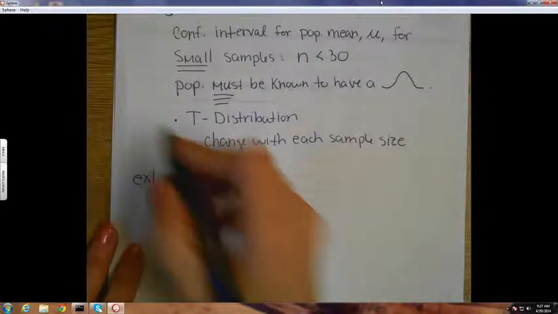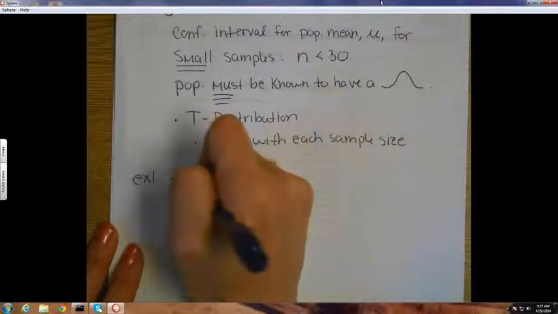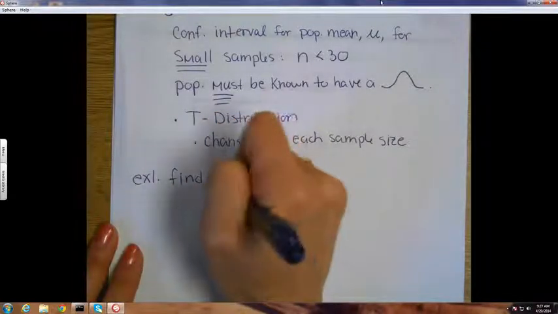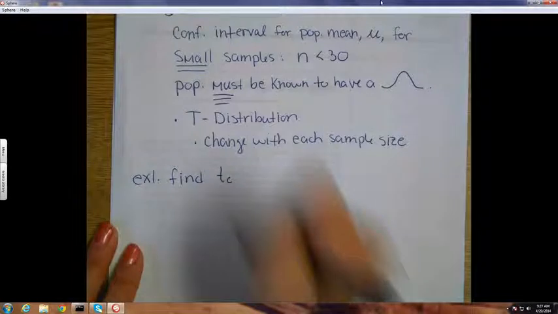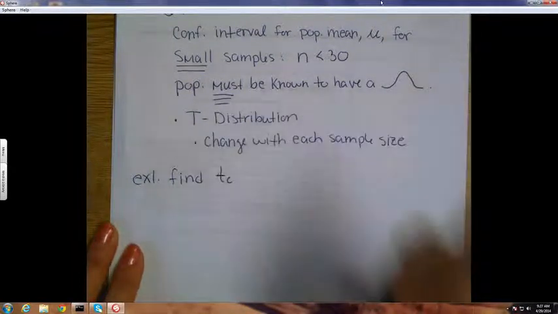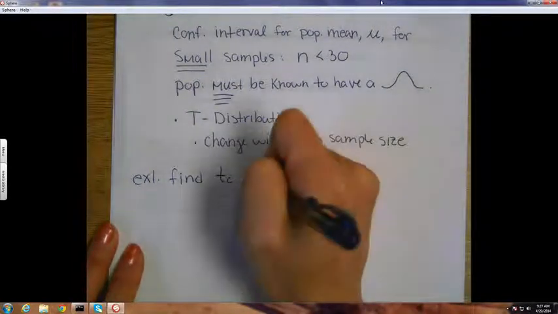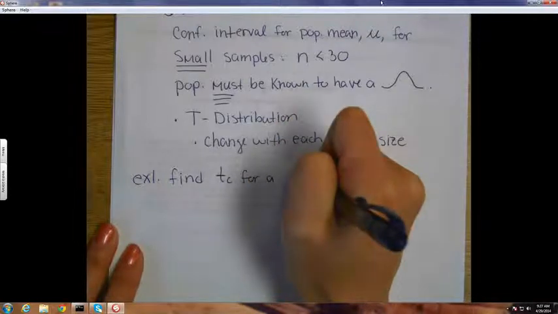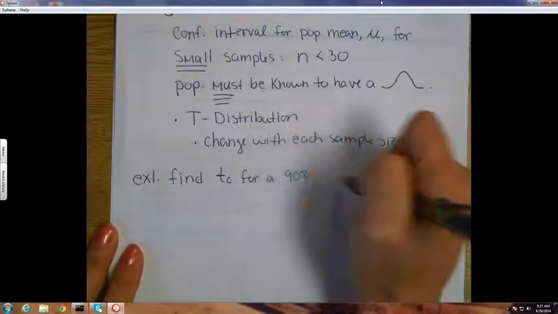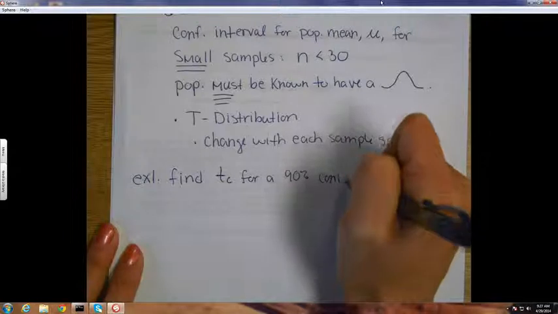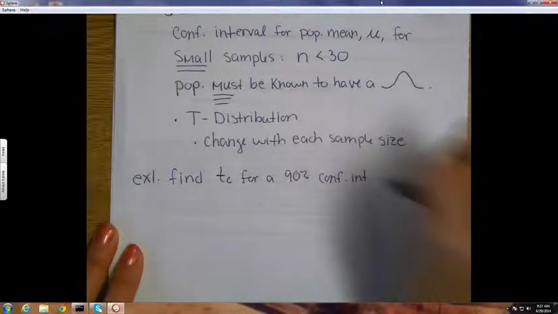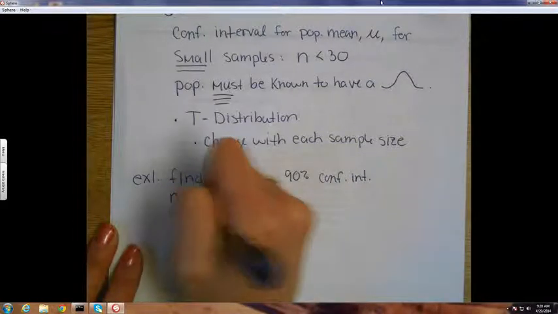Okay, so, find the critical t-score. The capital T, lowercase t doesn't matter, for a 90% confidence interval where the sample size is 22.